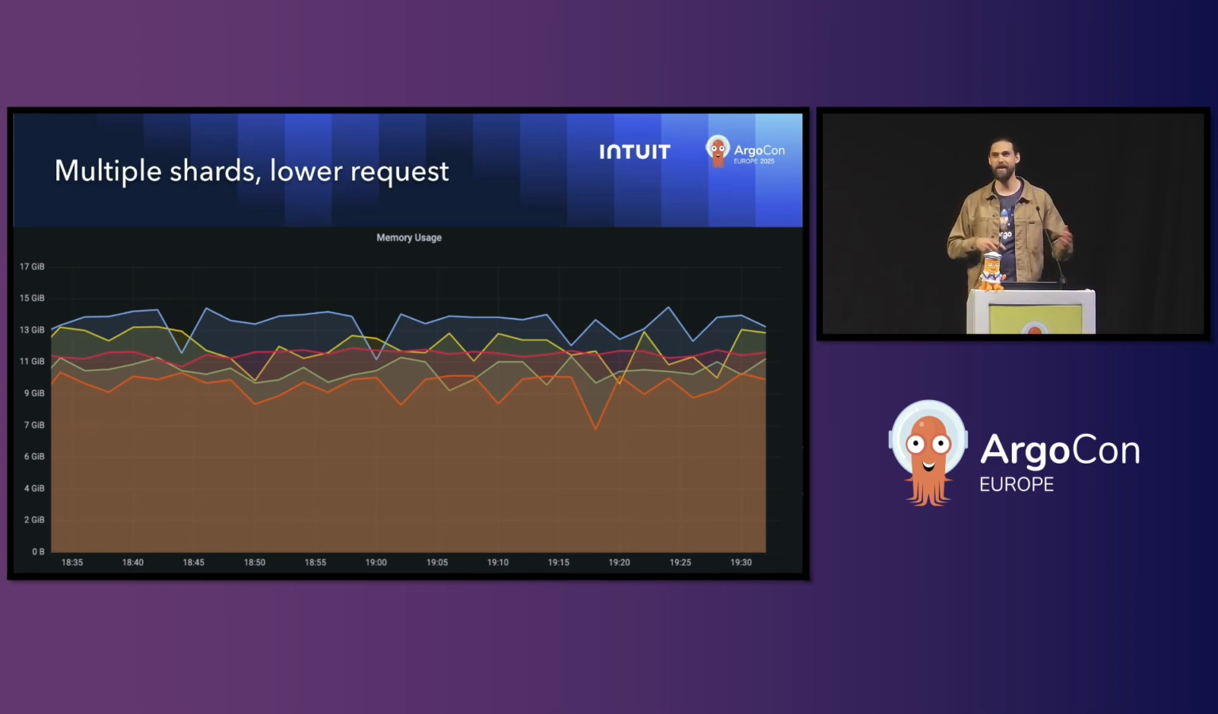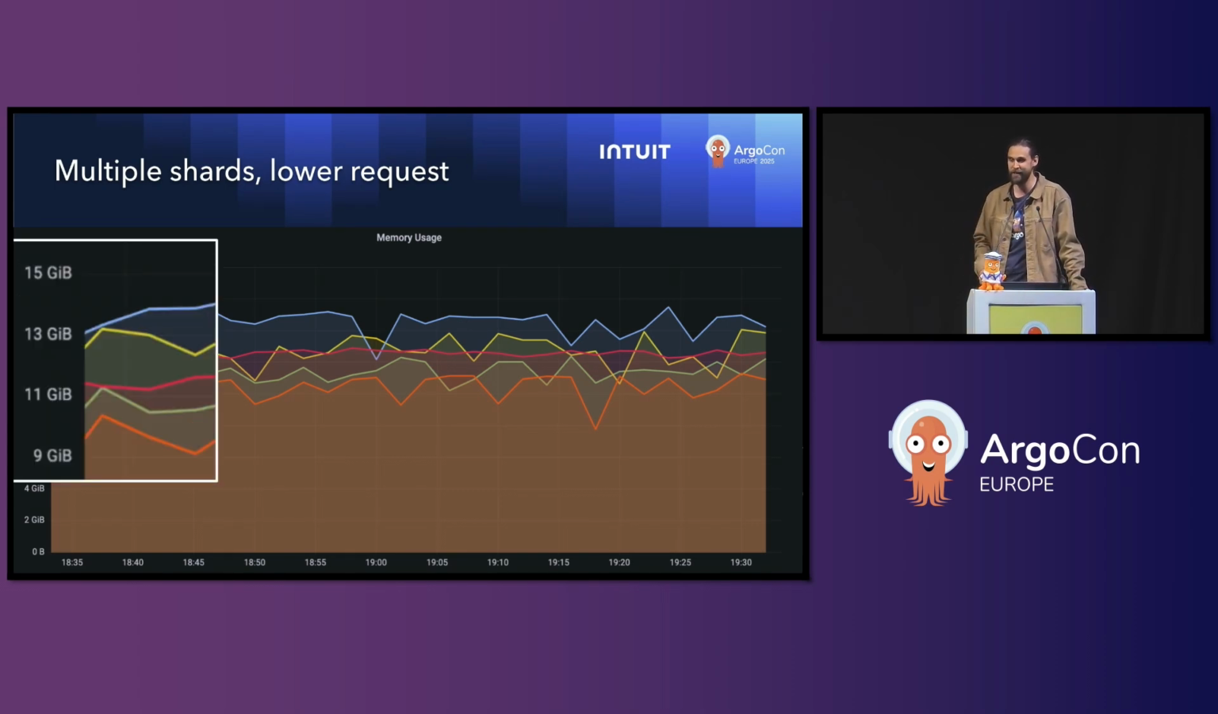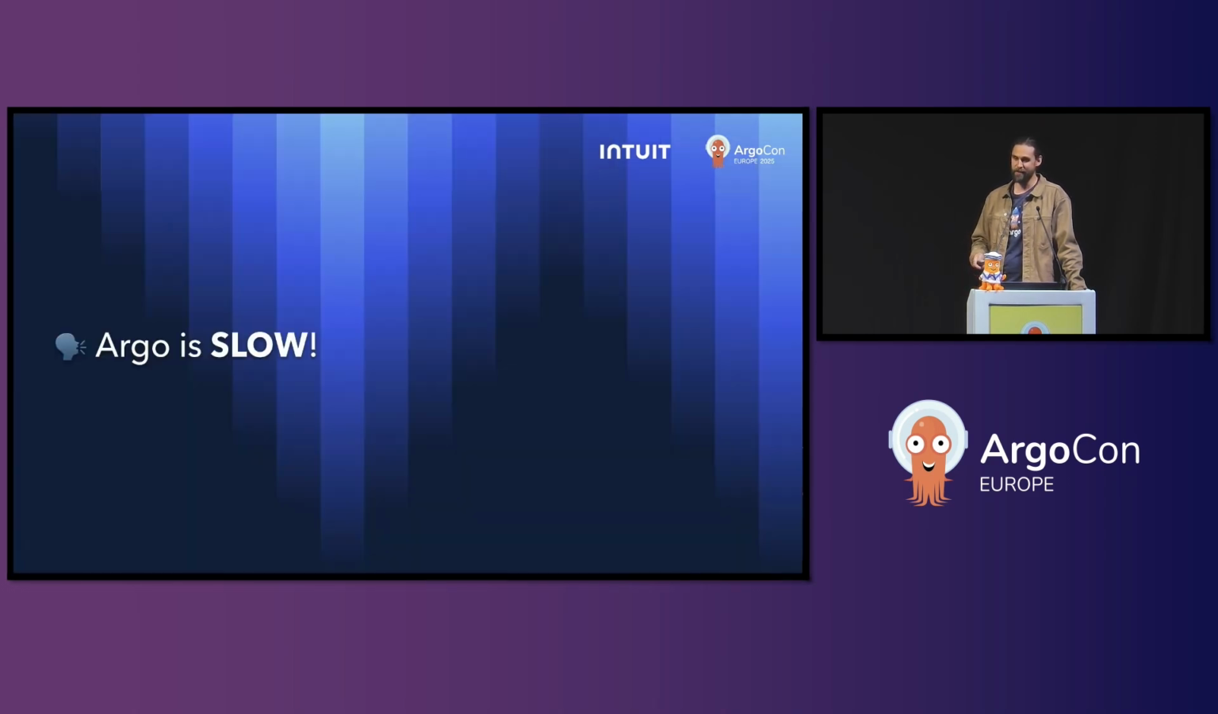We manually assign our clusters to shards, and we spin up multiple application controllers, and we get something like this. Now, 15 gigabytes is not that bad. It's much easier to schedule. We're proud of ourselves. We can go to our Sunday brunch, and then we go to the office on Monday, because some people need to go to the office, and someone tells us, hey, Argo is slow. You've heard that before?